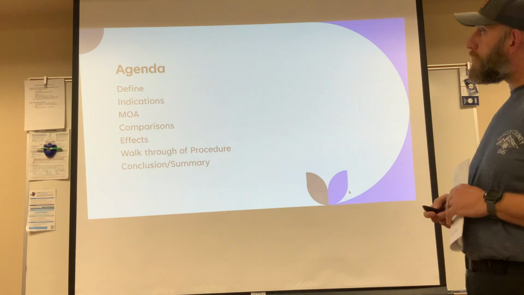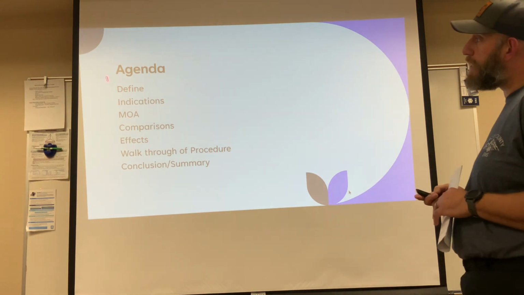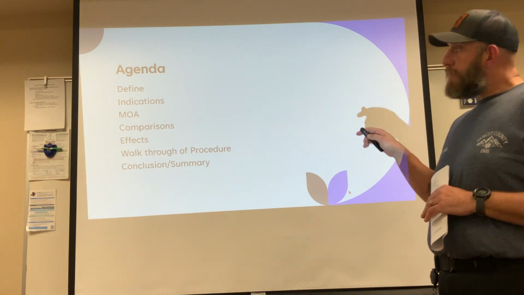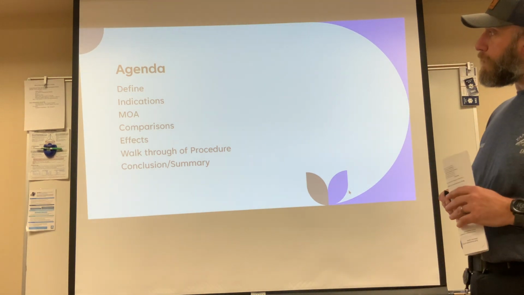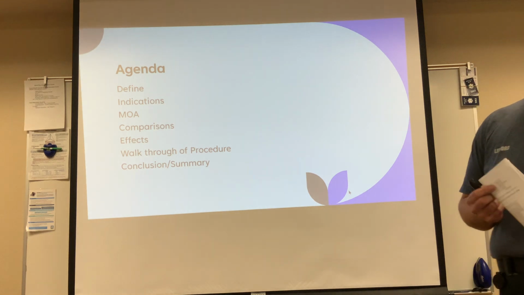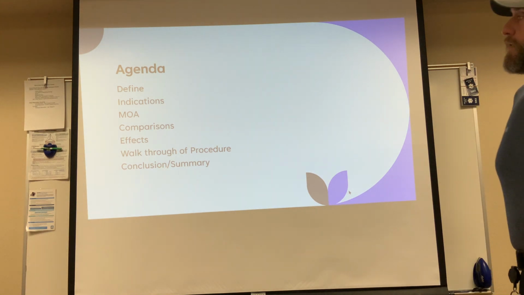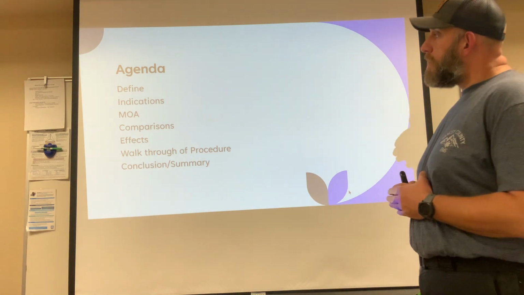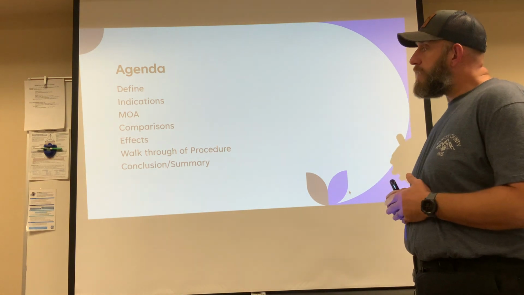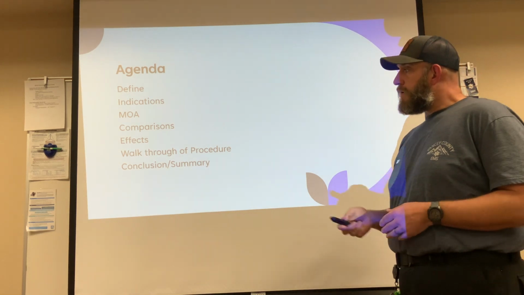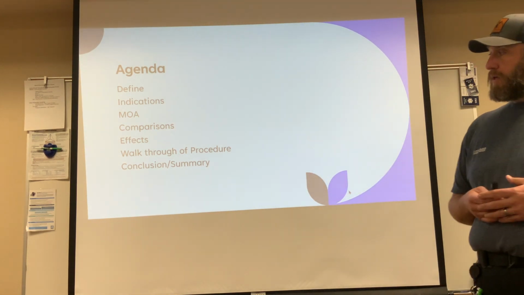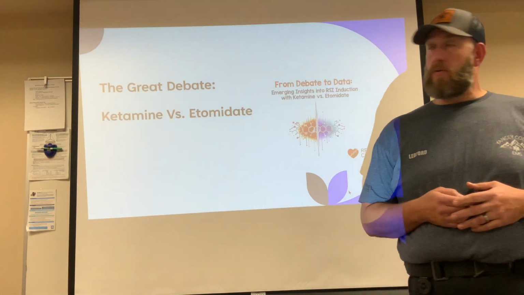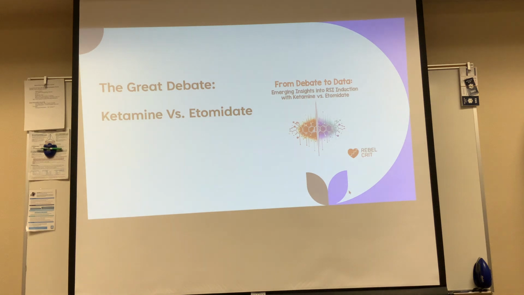So we're going to start with trying to define what a drug-assisted airway is. These might be a little out of order, but we'll also go into indications for use of a drug-assisted airway. We'll talk about the mechanisms of action for ketamine versus etomidate. We'll do some comparisons of the effects of both of these medications, and then, as I said, we'll do a walkthrough of the procedure, and then we'll have a conclusions and summary slide. So the great debate, ketamine versus etomidate.